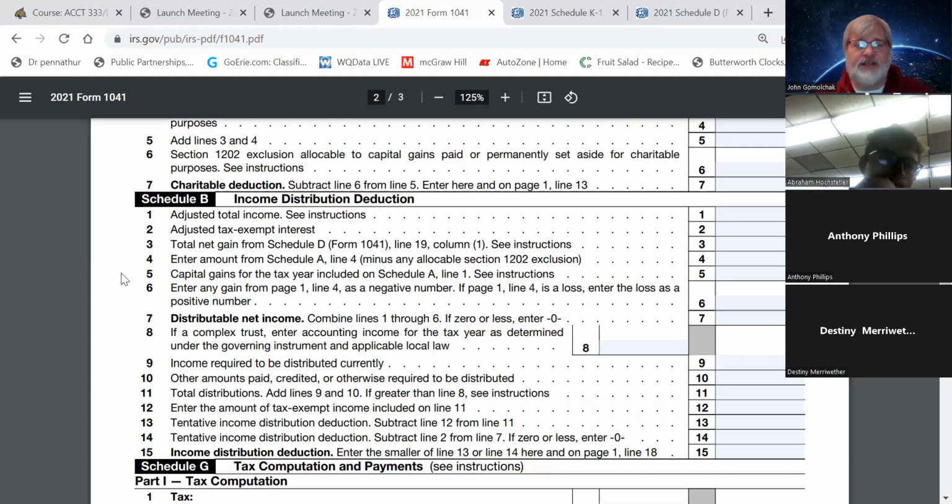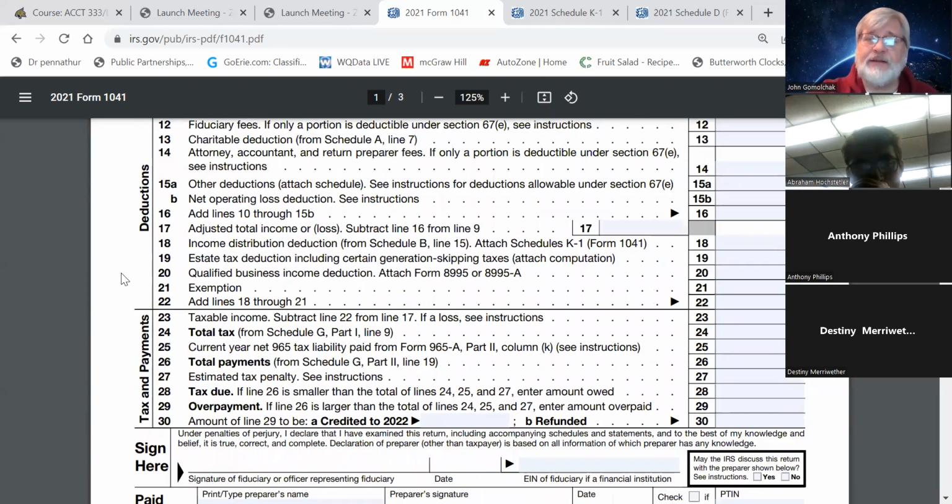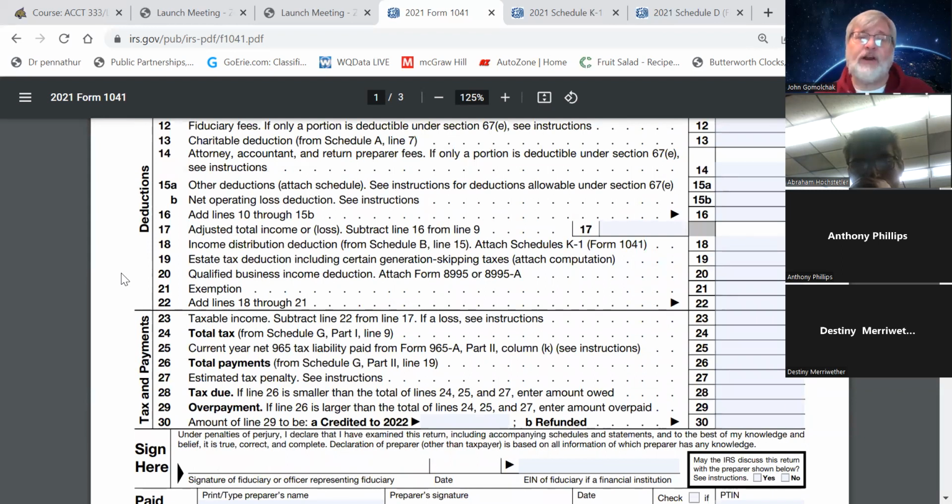Line 15, income distribution deduction: the smaller of line 13 or 14. So we end up with the amount of taxable income that gets distributed, because it's the smaller of 13 or 14. That gets entered on line 15, and then it goes back to line 18 on page 1, our income distribution deduction from Schedule B, line 15. It's a lot of work to get that number, or it appears to be. In a simple trust, it's really not a lot of work. I'll show you how that works when we start putting numbers into the forms.